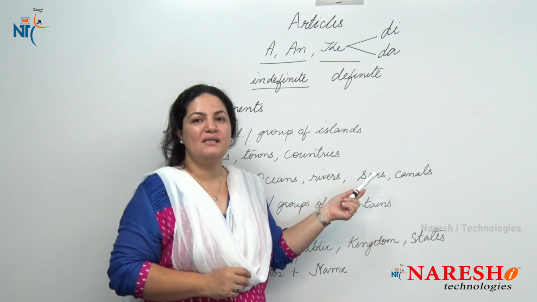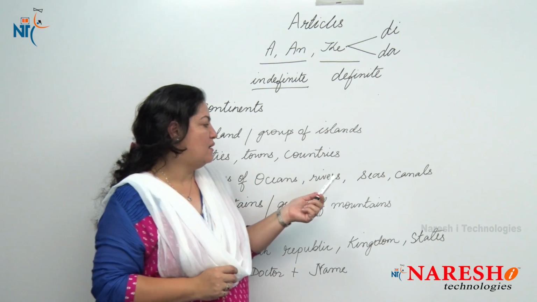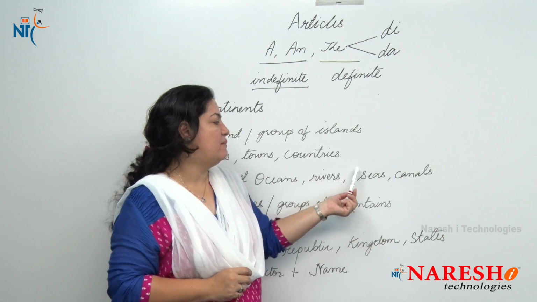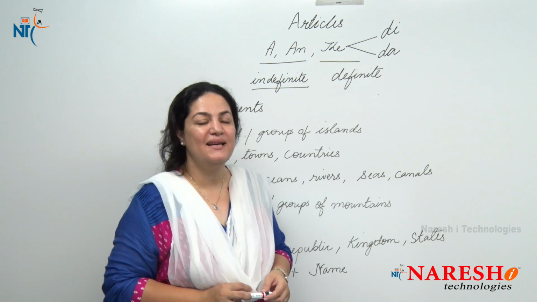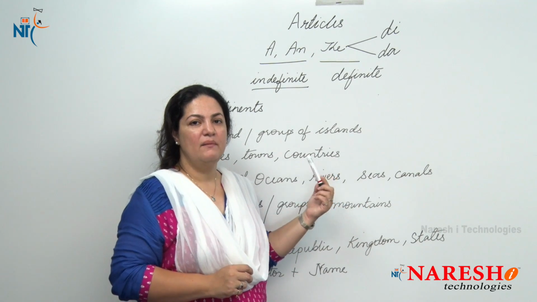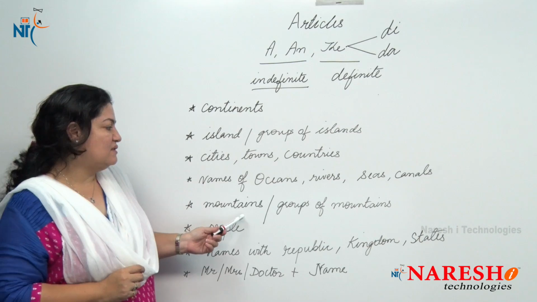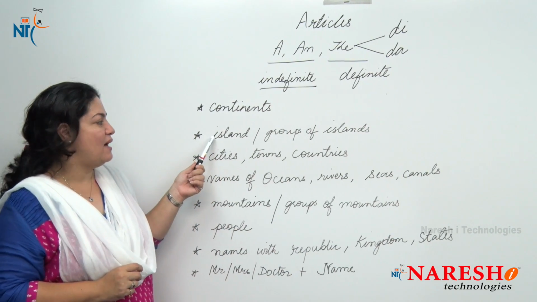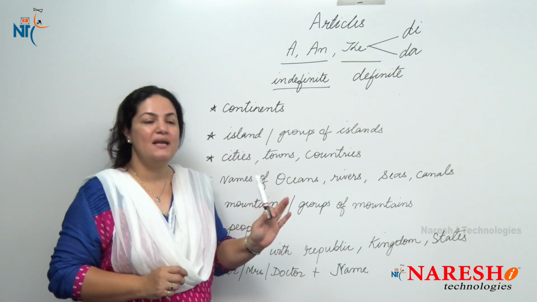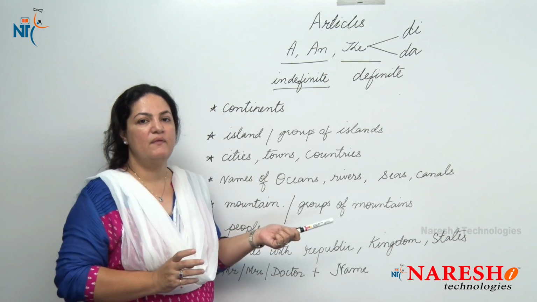When we are talking about seas, we say the Mediterranean Sea, the Red Sea, the Black Sea, it's the before it. When we are talking about canals, we usually use the before it. So we say the Suez Canal, the Panama Canal, the before it. The next one is mountains, groups of mountains. The same rule applies as we used for islands and groups of islands. When we are talking about an individual mountain, we will not use the before it.